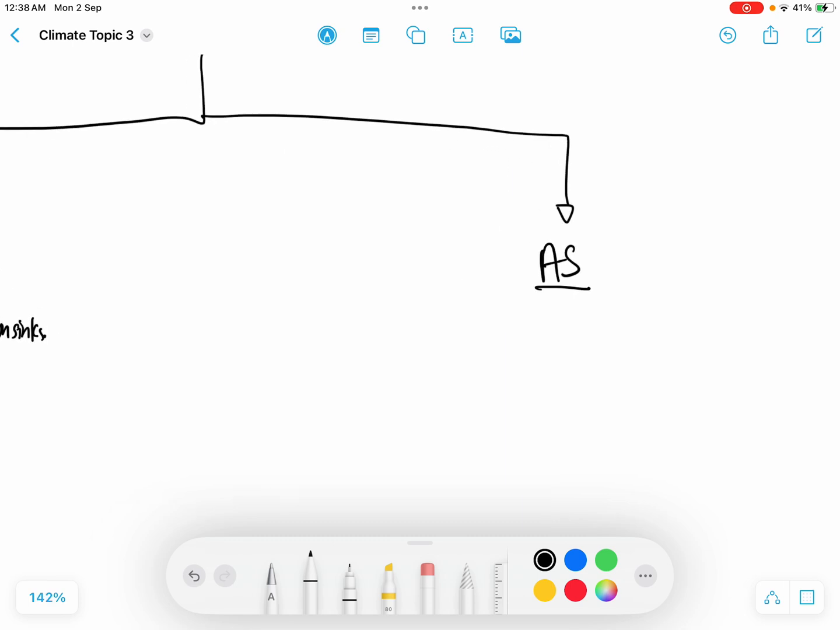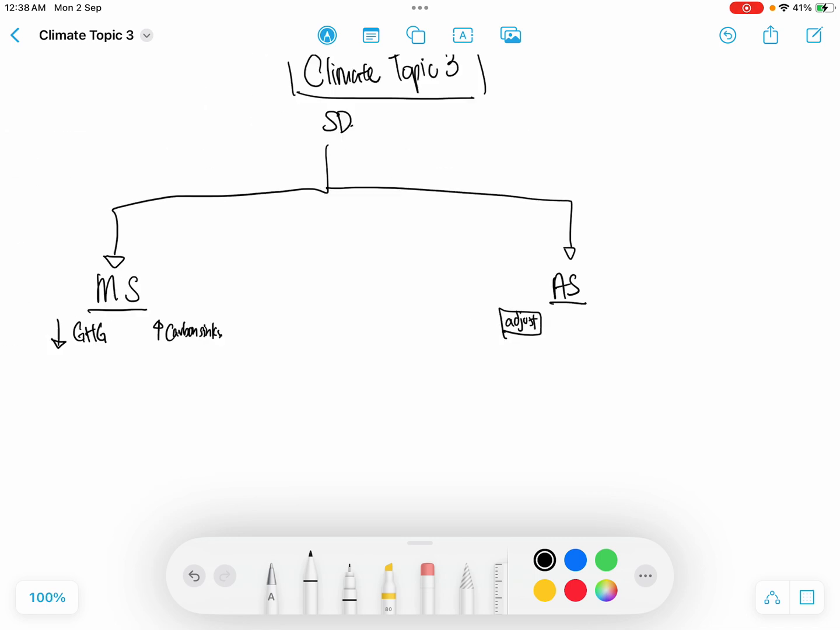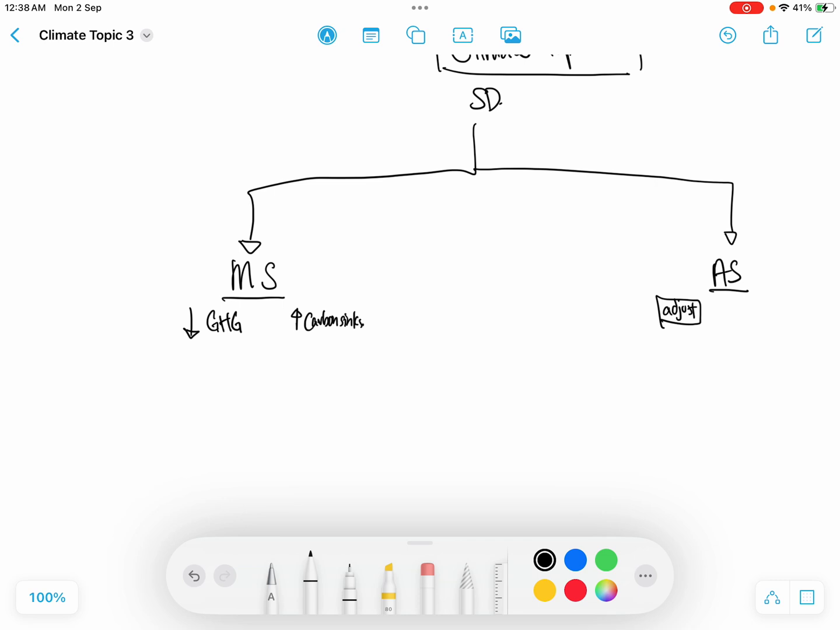As for adaptation strategies, it is basically an adjustment to climate change and its effects in order to reduce harm to people. So we are talking about some form of adjustment in terms of adaptation because we are adapting to climate change, right?